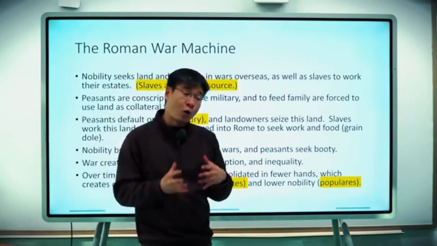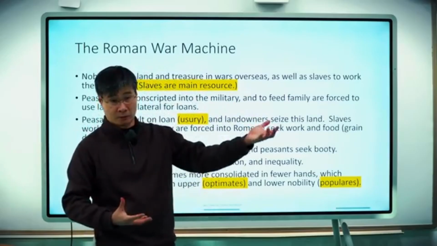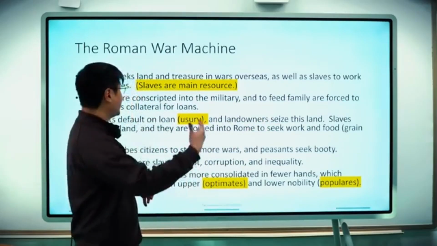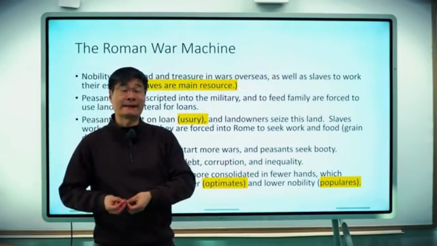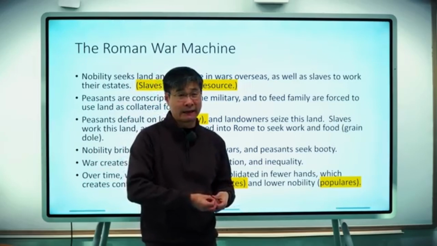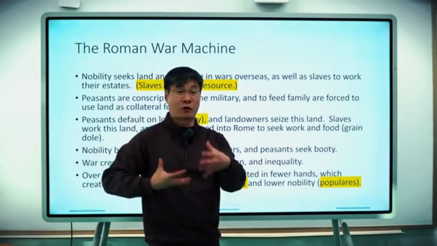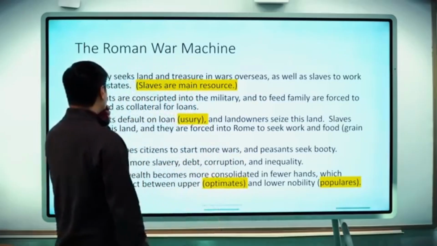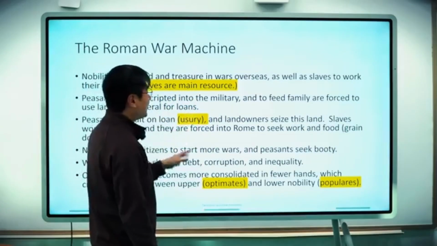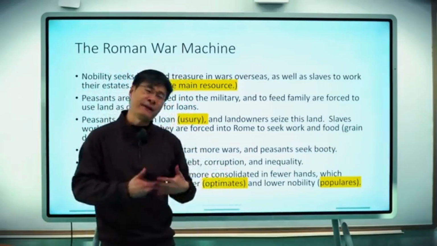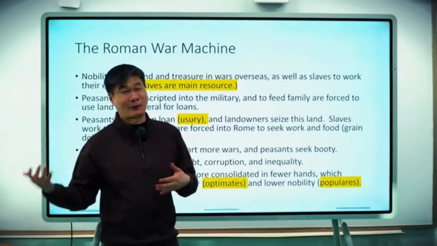So, because Rome's poor, the only way that it can generate wealth is by conquering other people. Okay, so the nobility wants to go fight these wars overseas so that they can capture slaves. Why? Because they can get these slaves then to work their estates. Okay, so at this time in history, slaves are the main resource that people are fighting over. Okay, now to fight these wars, peasants are conscripted into the military. But once they leave the land, they need to feed their families, right? So what do they do? They borrow money with their land as collateral, okay?